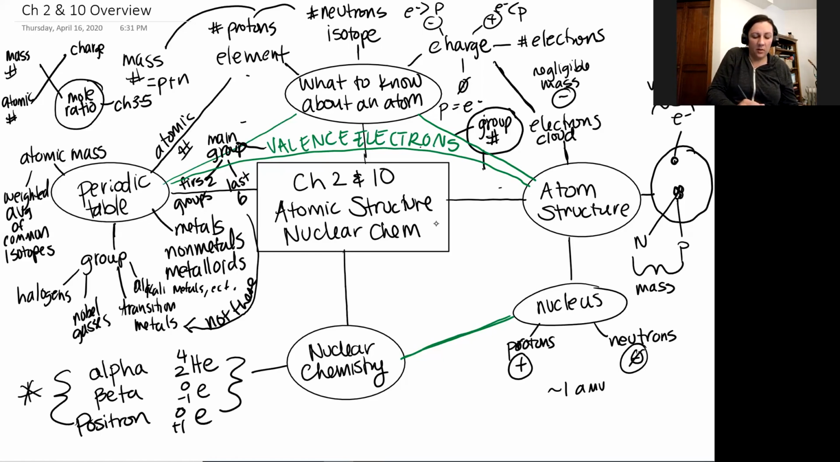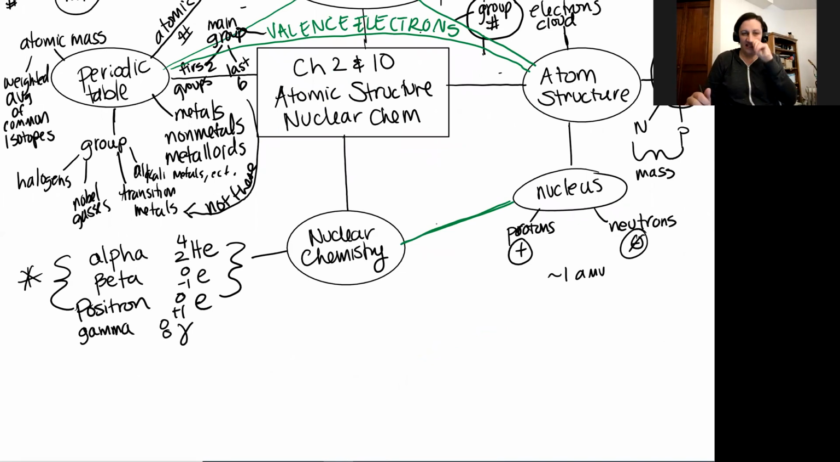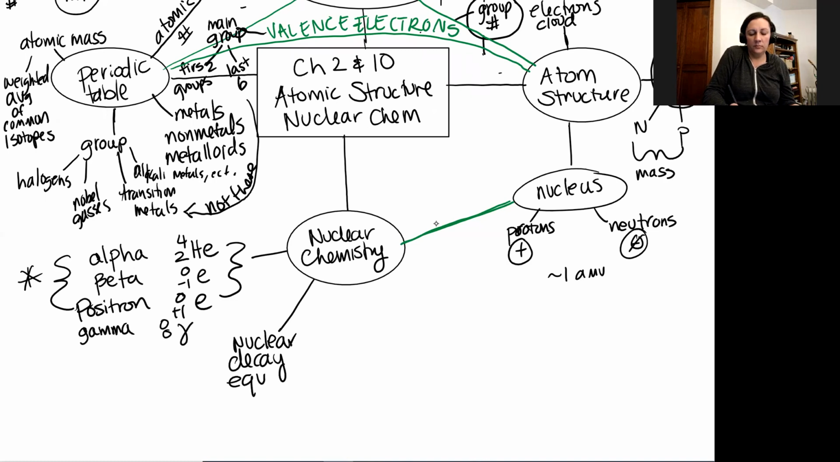There's also gamma radiation, which accompanies different types of radioactive decay. Sometimes it happens all on its own, but it's just a burst of energy, so it doesn't have any mass. So we'll use the top 3 more. And what we're doing in this section of the chapter is we're looking at nuclear decay equations and half-lives.